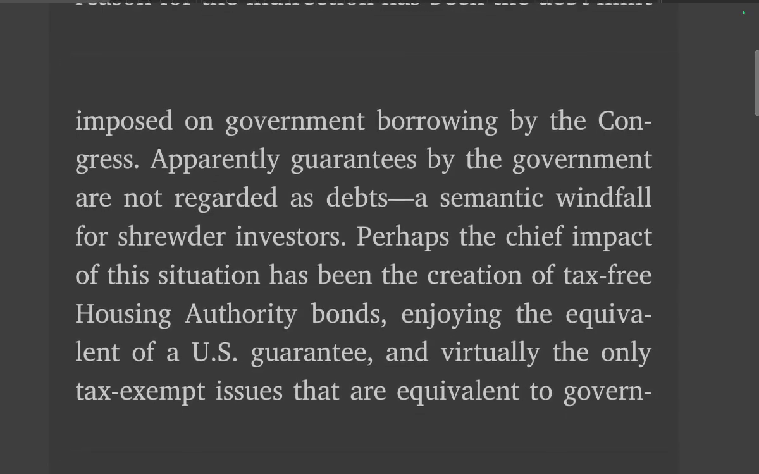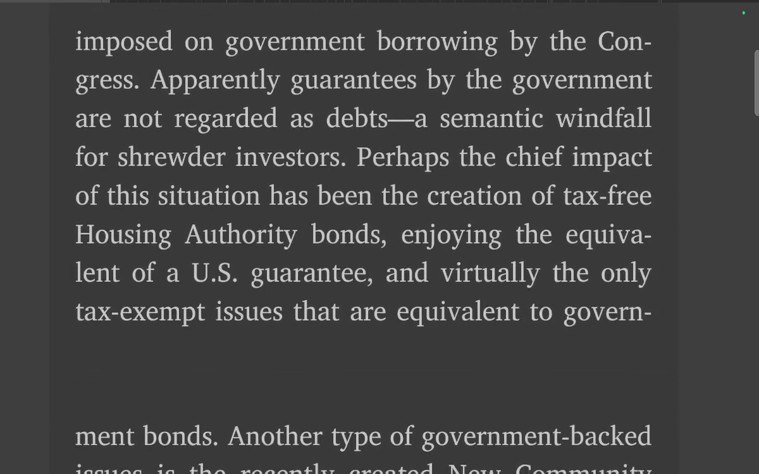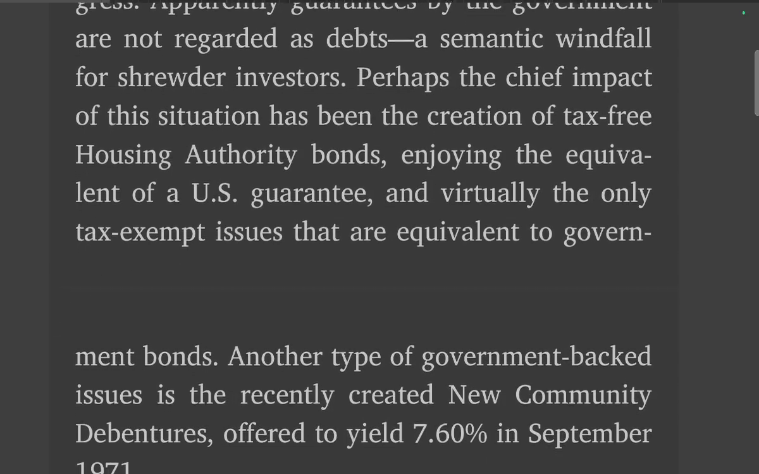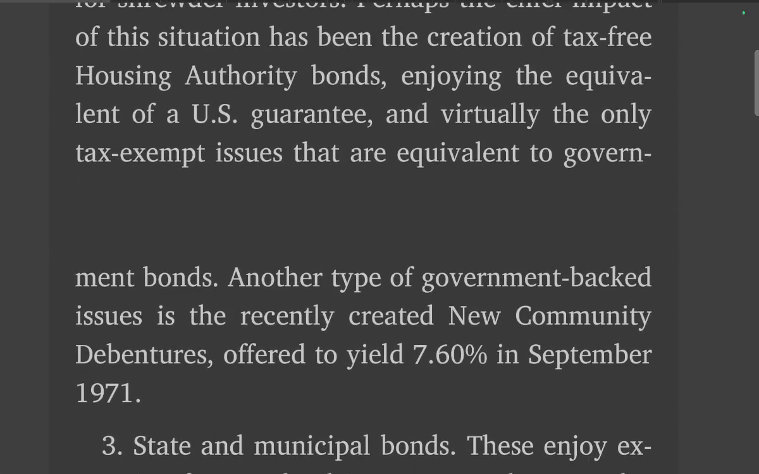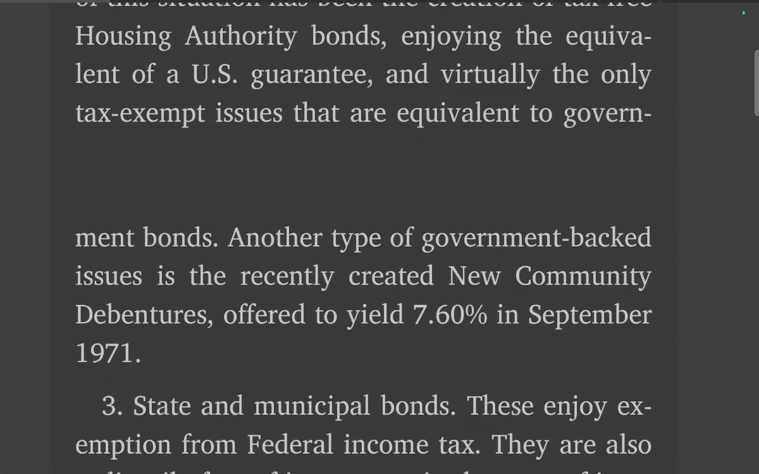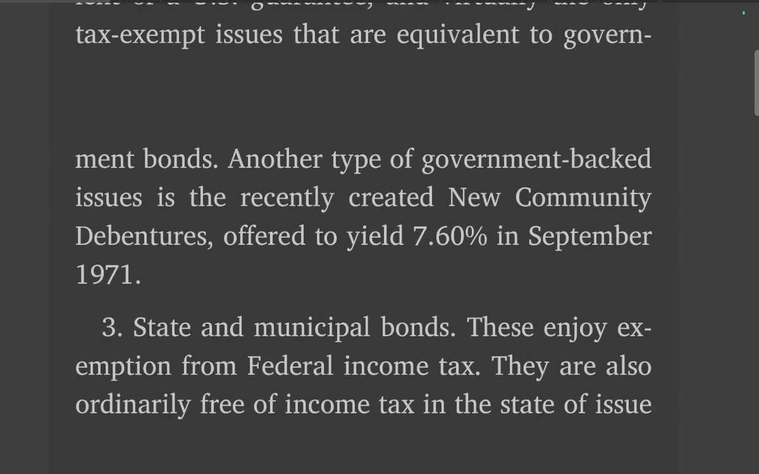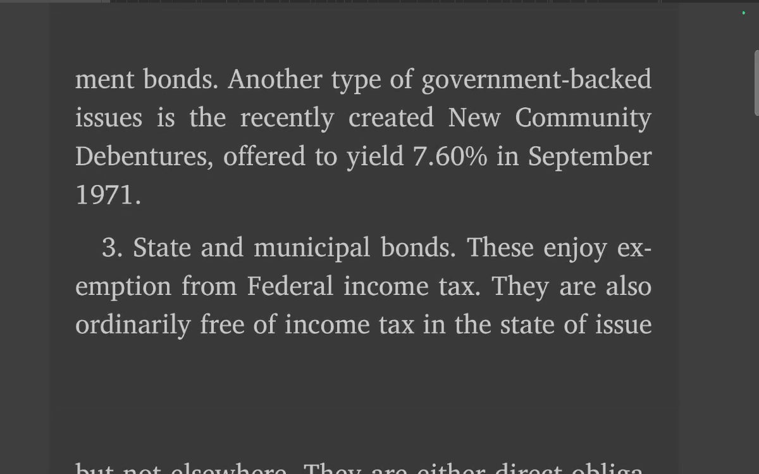The semantic windfall for the investor, perhaps the chief impact of the situation, has been created by tax-free housing authority bonds, enjoying the equivalent of a U.S. guarantee and virtually the only tax-exempt issues that are equivalent to government bonds. Another type of government-backed issue is the recently created new community debenture, offered at a yield of 7.60% in September 1971.